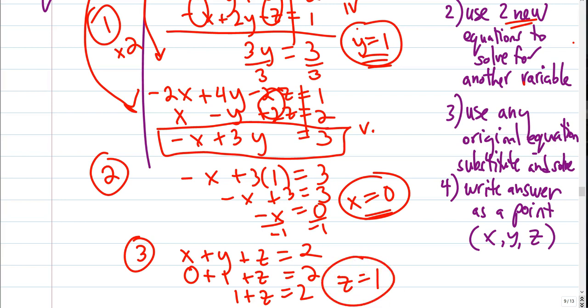All done? No, I need that last step, which is what? Write your answer as a point. See, before we had an x comma y, this is 3 variables, so it's x, y, z. So it is 0, comma 1, comma 1. That would be our last step.